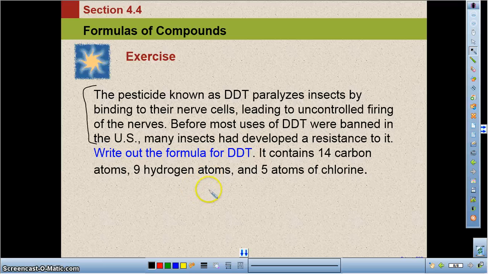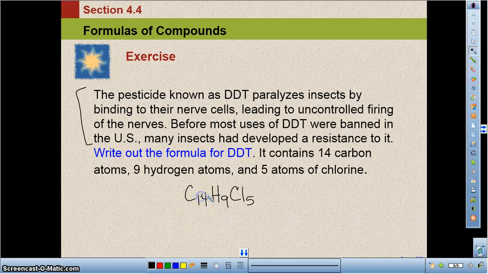So this says write the formula for DDT. It contains 14 carbon atoms. So I write C, which is the chemical symbol for carbon. There are 14 of those, so I'm going to put the 14 down here as a subscript. Then it says 9 hydrogen atoms, and I know from the periodic table that my symbol for hydrogen is a capital H, and there are 9 of those, so it goes as a subscript. Then there are 5 atoms of chlorine. Chlorine is capital C, lowercase l, and there are 5 of those. So this is how we would write the formula for DDT.